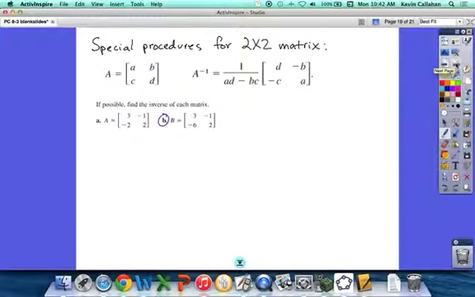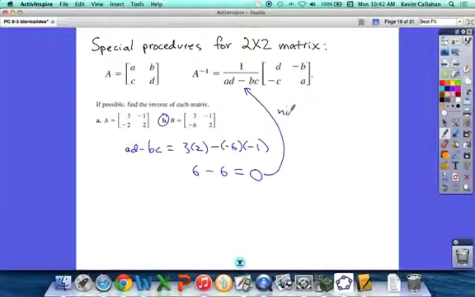Now, if we do the next one, see what happens. First step, let's calculate the AD minus BC, the determinant. AD minus BC: 3 times 2 minus negative 6 times negative 1. 6 minus 6 is 0. So what's going to happen when I do scalar multiplication with 1 divided by 0? It's undefined, right? You can't divide by 0. So that's what it means when it says "if possible." This is when it's not possible. This is when you don't get an inverse.